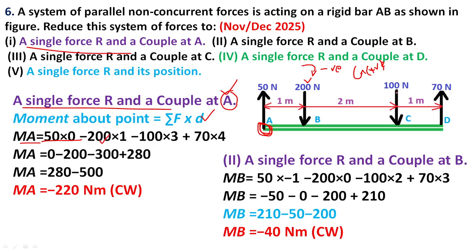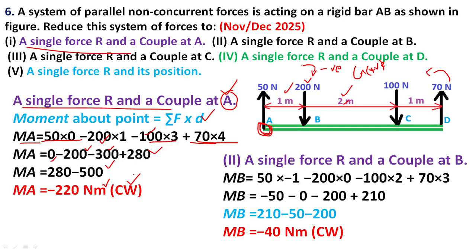Then next, 100 is also in the clockwise direction, so negative sign, 100 into distance, 2 plus 1 is 3. Next, 70 is in the counterclockwise direction, so positive, and the distance is 1 plus 2 plus 1, total distance 4 from A. So 70 into 4. Multiplying: 50 into 0 is 0, 200 into 1 is minus 200, 100 into 3 is minus 300, 70 into 4 is 280. So 280 minus 500, so MA is equal to minus 220 Newton meter, in the clockwise direction.